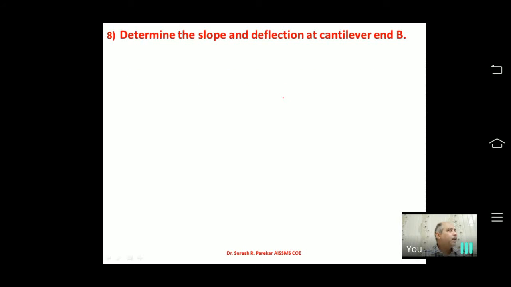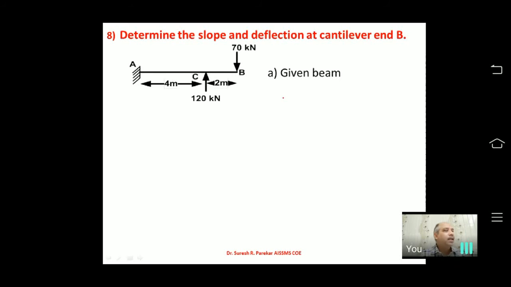Now in this problem, we are going to determine slope and deflection at the cantilever end, that we are going to find out at B. Now you can see I have one load which is acting in the downward direction and another load which is acting in the upward direction. So now if we think, then my bending moment diagram is a combination. Some part we have above, some part we have below. And in this case, I prefer to draw the bending moment diagram separately.